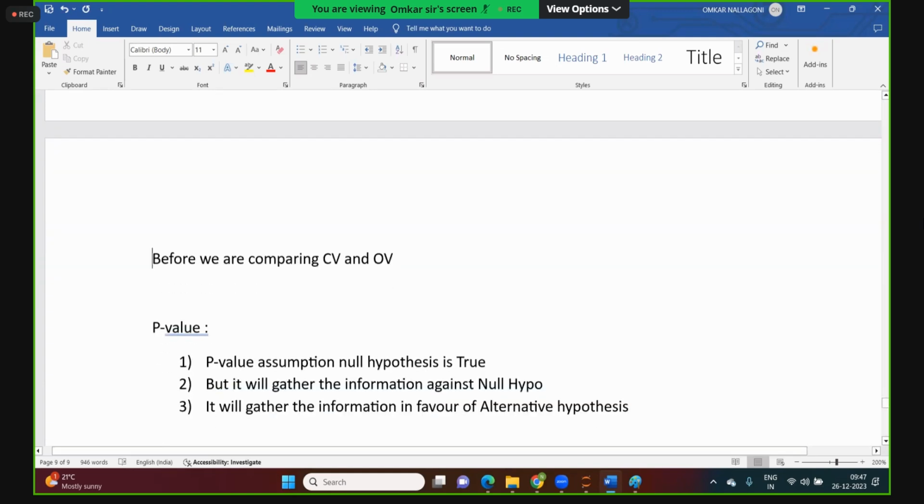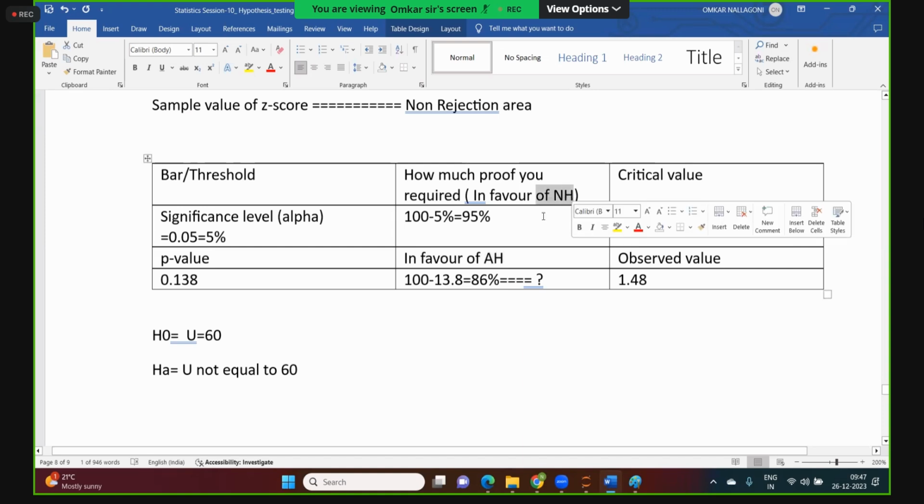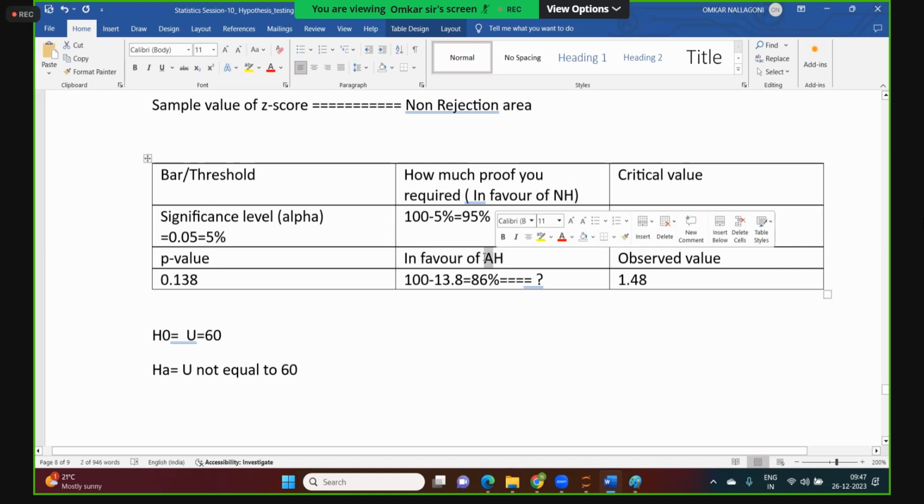Now this is a different way of analysis. What is the different way of analysis here? Here, 1.48 means how much evidence you have in favor of whom? That is exactly opposite, right? When you put the competition with 95 and 86, two opposite teams are there. One is the null hypothesis, another one is the alternative hypothesis. Then definitely who will win? 95, the null hypothesis. Null hypothesis means you are accepting the null hypothesis. And 1.48 is also in the non-rejection area.